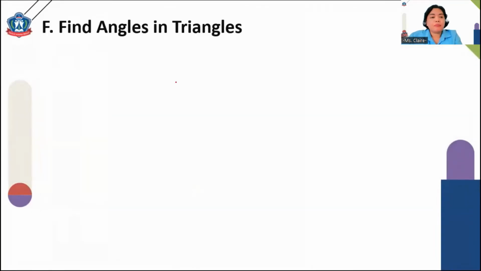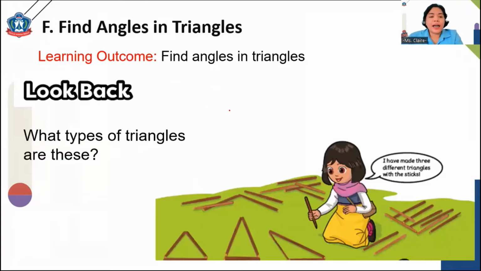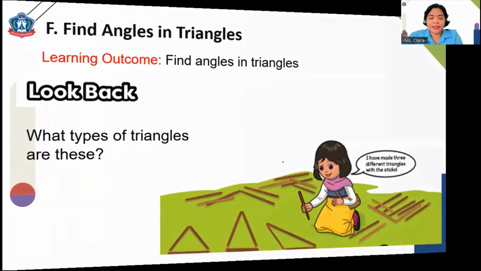Okay. Now, let's go to finding the angles in triangles. So, how to find the angles in triangles? Remember, children, that triangles are half of quadrilaterals. Okay? Now, what type of angles are these? Take a look at the picture. Can you name or do you still remember the different kinds of angles or triangles?